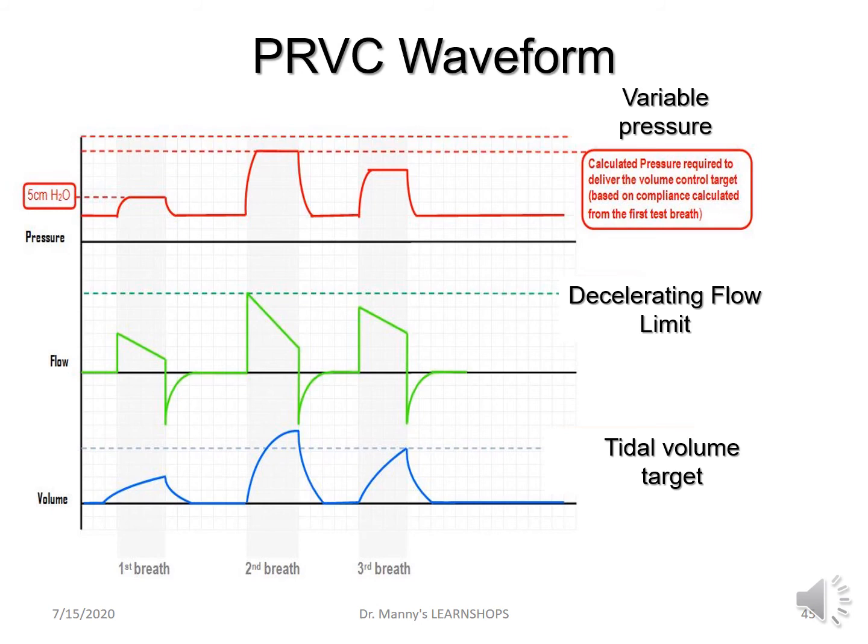Here's an example of the waveform where the machine tries to deliver the tidal volume by lowering the flow rate during inspiration to achieve the target tidal volume at the lowest possible pressure. In theory, it works fine. In practice, it's sometimes difficult because sometimes patients have very severe lung disease.